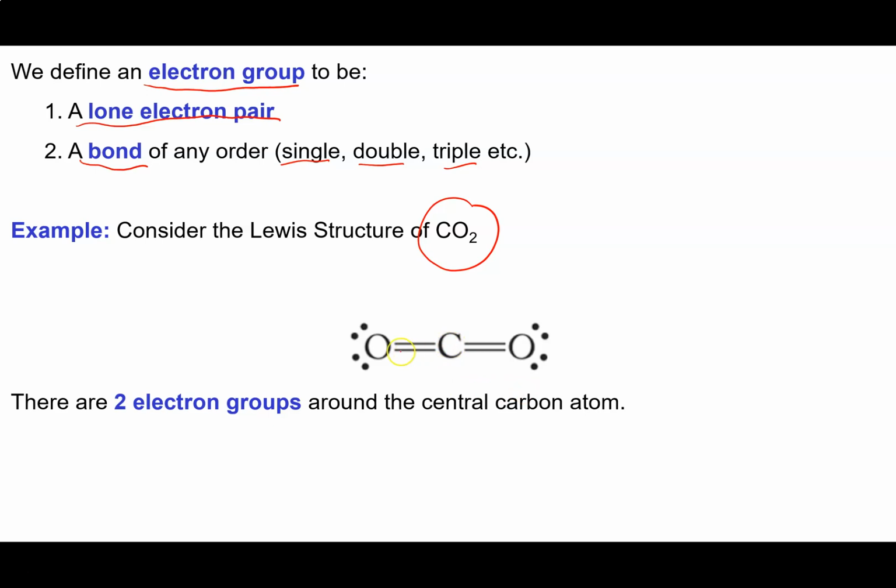So here it is, the carbon is connected to the oxygen via double bonds. And so do we have any lone electron pairs on the carbon atom? There are 0 of those. How many bonds do we have? 1, 2. So this molecule has 2 electron groups around the central carbon atom.